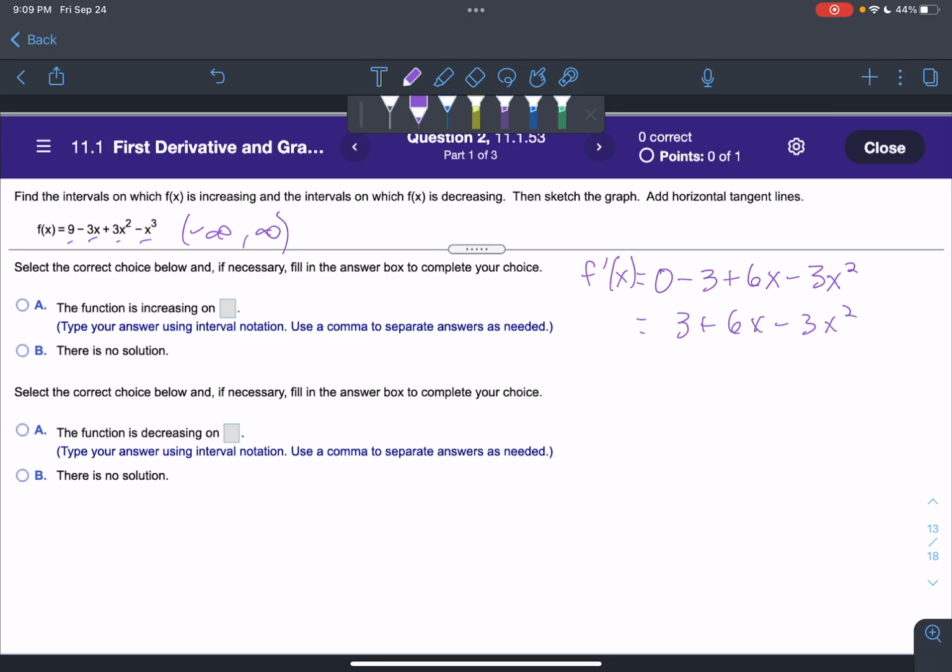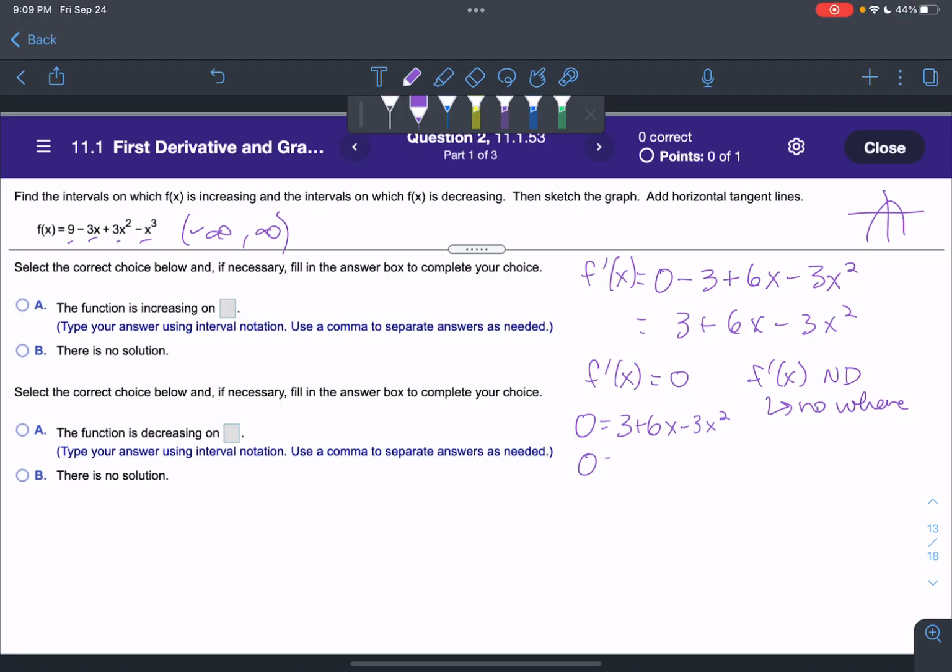This is still a polynomial, so looking at my partitions, f prime of x is 0, and f prime of x is not defined, and this is nowhere, because it's a polynomial. It's an upside down parabola, but we can find out where it's equal to 0 just by some algebra. So I can factor out a 3, 1 plus 2x minus x squared, and so the right hand side factors as x minus 1.